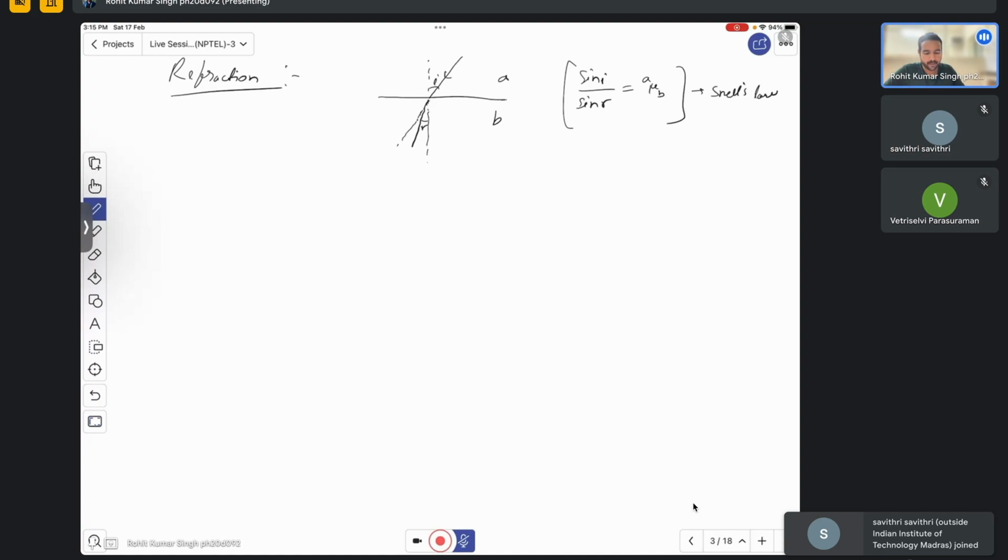Okay, now this Snell's law is applicable to all the materials. Sometimes what can happen is A can be optically denser than B. In that case, this light ray can move away from the normal like this. So it is valid for everything.